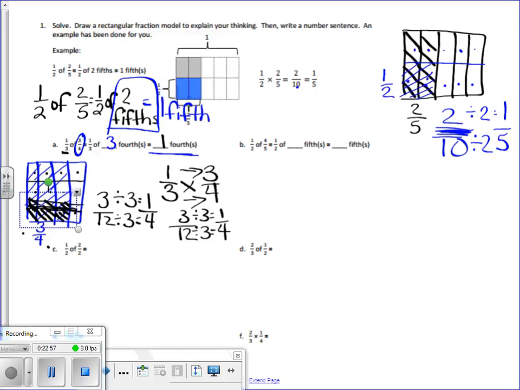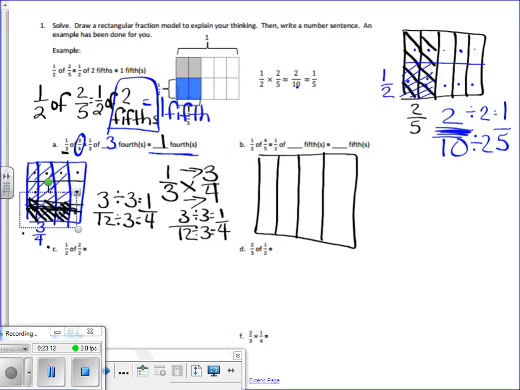And I want you to watch this. So we've got 1/2 of 4/5. So I'm going to do my rectangle. How many sections? 5. So 1, 2, 3, there's 4, I'm going to add another one. 5. I'm going to color in or shade 4.